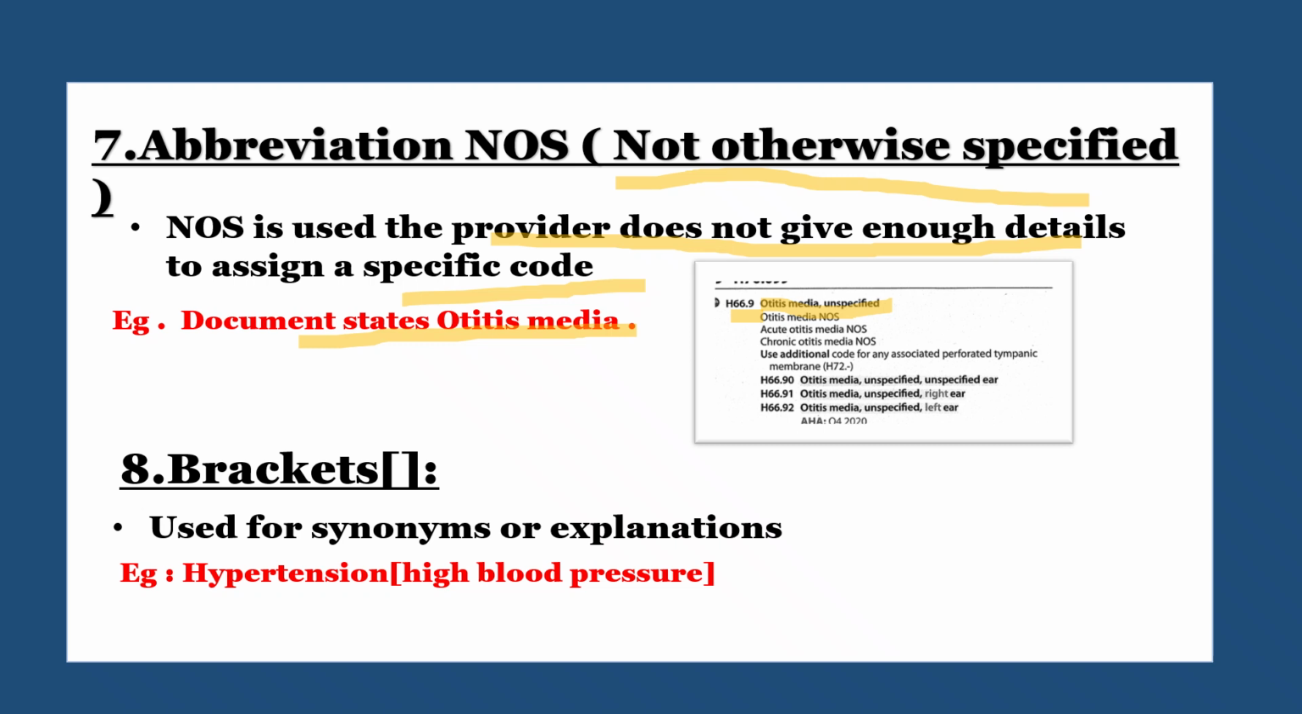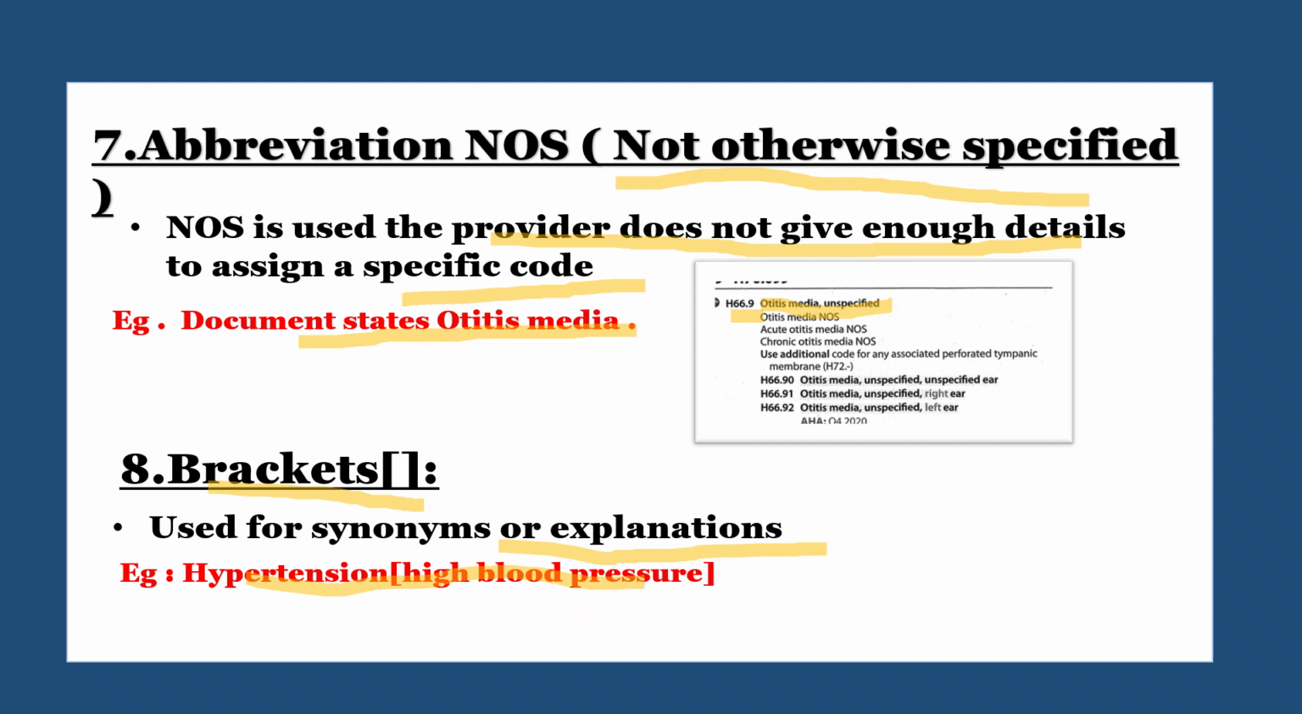So we have to code NOS, otitis media, or unspecified. Next, brackets. Brackets are used for synonyms or explanation. For example, hypertension, high blood pressure. In some of the ICD books, beside the condition, you can see the brackets. They will give the synonyms, meaning hypertension.